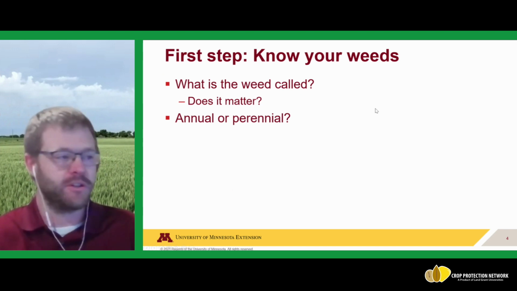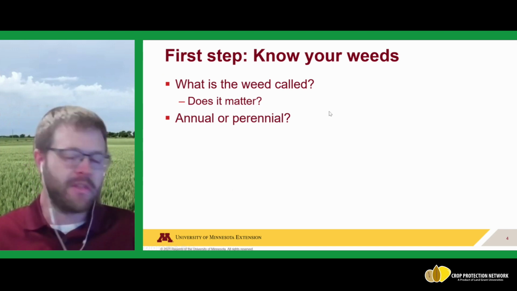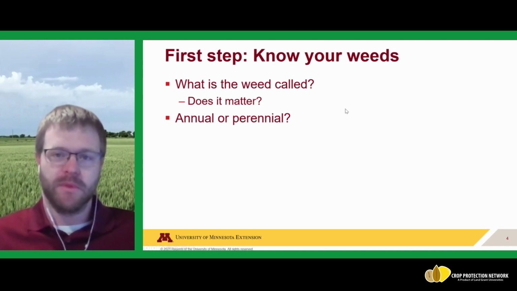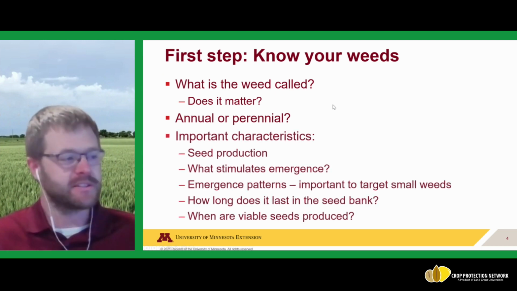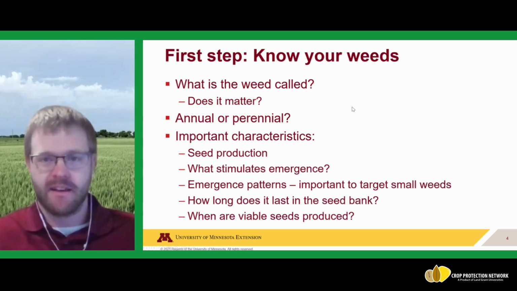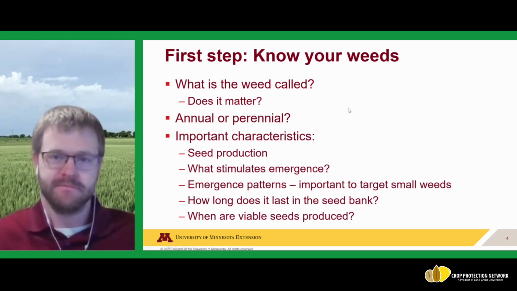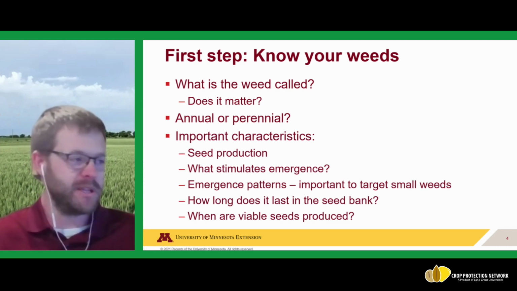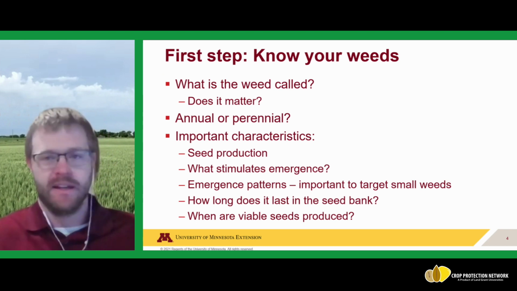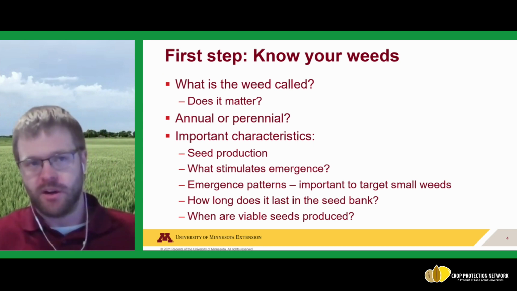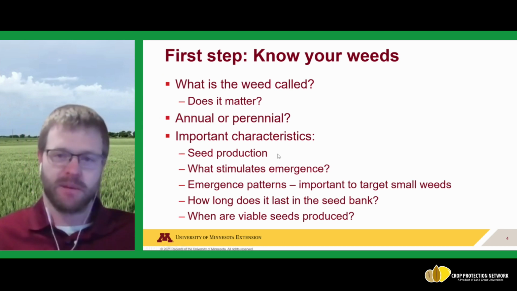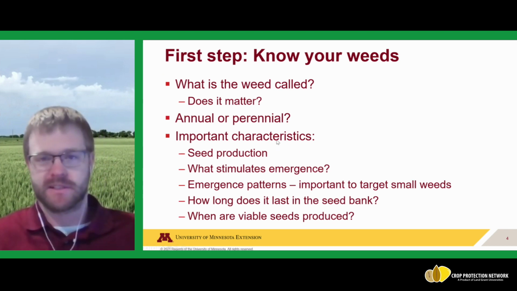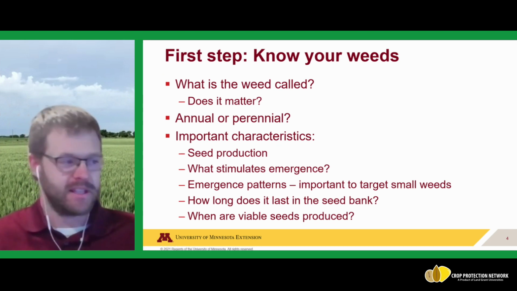to prevent any further issues. A couple other characteristics we need to know and why weed identification is important. We need to know if they're annuals or perennials. We need to then, if we can identify these weeds, know a little bit more about these weed species, things like seed production. If we take, for example, a pigweed species like Palmer amaranth or waterhemp, they have incredible seed production capabilities where a single plant might produce 500,000 seeds.